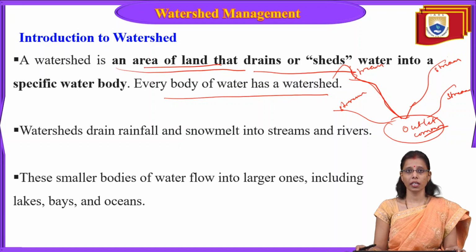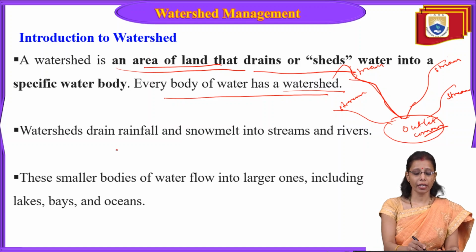It sheds water into a specific water body. Every body of water has a watershed. Wherever we see a sea, lake, river or pond, all these water bodies have a watershed. How do these areas get filled with water? Because all the water draining from all the regions goes and collects at a common outlet. That common outlet is called a watershed.